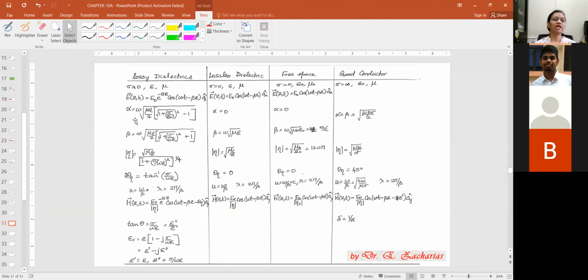And here I have put a table for you. So what is this table? I have just made a comparison between lossy, lossless, free space, and good conductors. All the equations that you will ever have to use are all tabulated for you, just making your life easy. So in the initial days when we work out problems, keep this table as your reference and keep working out problems. Then by the time you do 2-3 problems of each category, you will be thorough. Don't worry, it's not going to be difficult.